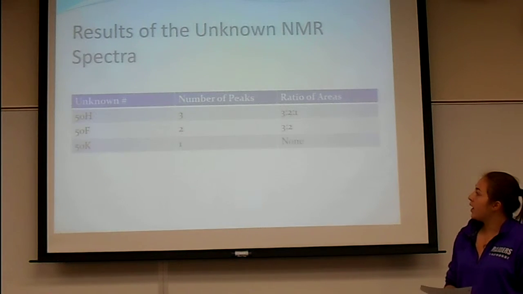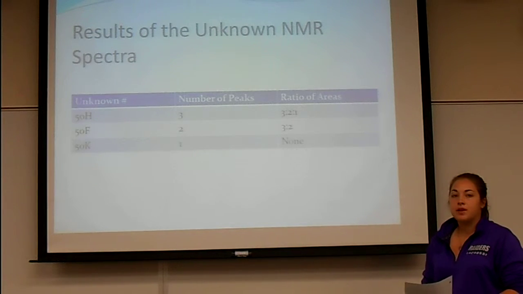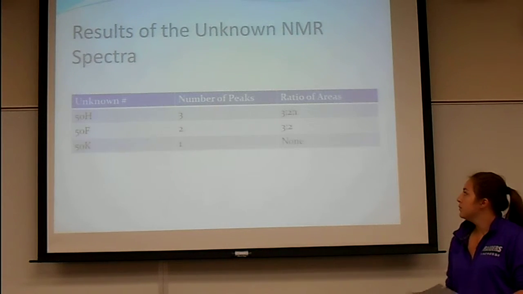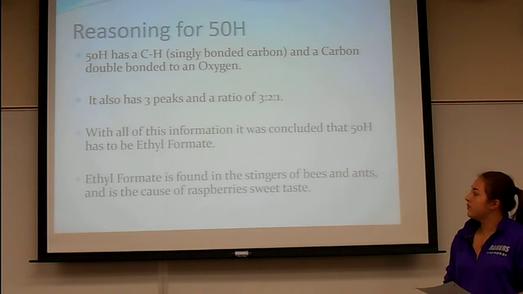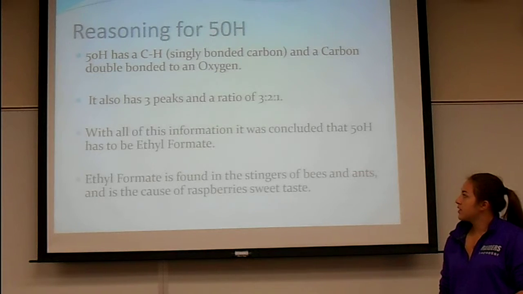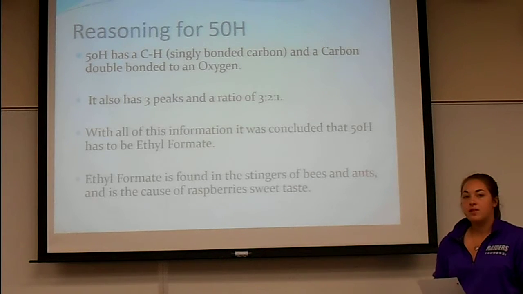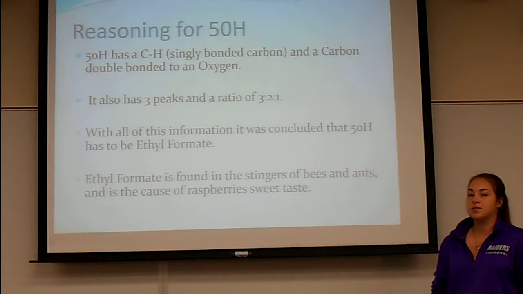Going on from there were the NMR spectra for each. 50H had 3 peaks, 50F had 2, and the last one had 1, and here were the ratios of the areas. Reasonings for 50H. Because it had a CH bond singly bonded to an oxygen and had 3 peaks in a ratio of 3 to 2 to 1, we found that it was ethyl formate. I found that ethyl formate is found in the stingers of bees and ants, and also is the cause of raspberry sweet taste.